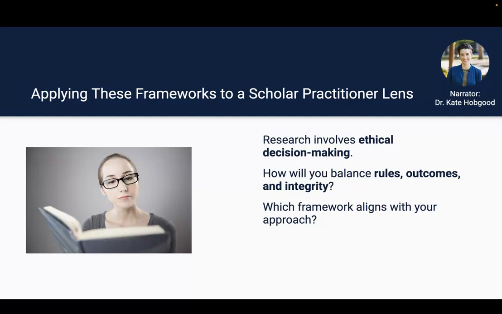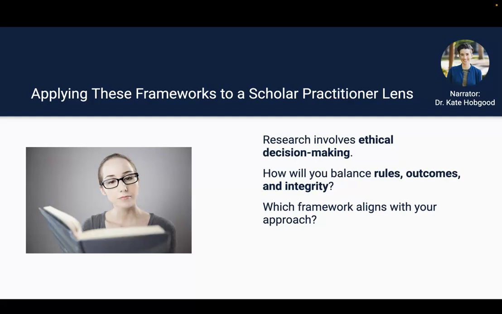As researchers, we also make ethical choices, both in how we design our dissertation study, how we execute it, how we follow up, how we talk about it later, and how we present it to our population, our audience. So you might ask yourself, will you follow strict rules no matter what? Are you going to be very duty-based? Are you going to adapt methods for better results, meaning that you might be more consequence-based? Or are you going to prioritize fairness and integrity above all, virtue-based?